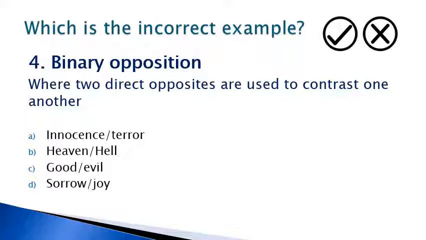But binary opposition is two complete opposites. It comes from the idea of binary code being created by ones and zeros. Okay, you might have heard of the idea of binary code in science or technology.